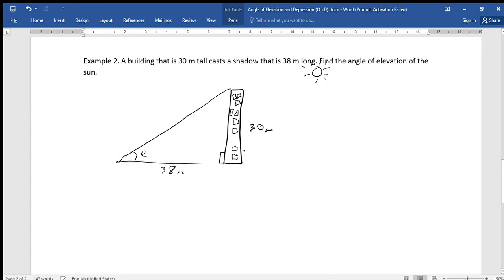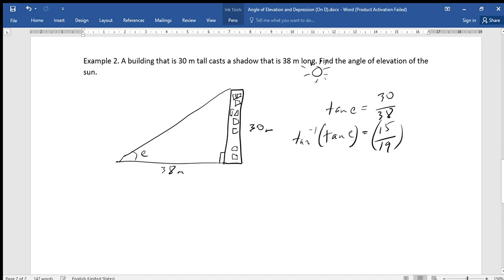Don't worry. So, gagamitin natin dito si tan. Okay? Kasi opposite and adjacent. So, tan E is equal to 30 over 38. Okay? So, simplify natin. Divide by 2. Try natin. Tan E is equal to 15 over 38. Kalahati ng 38 is 19. Okay, 19. Yan, para matanggal to, times ulit natin siya by tan raised to negative 1.